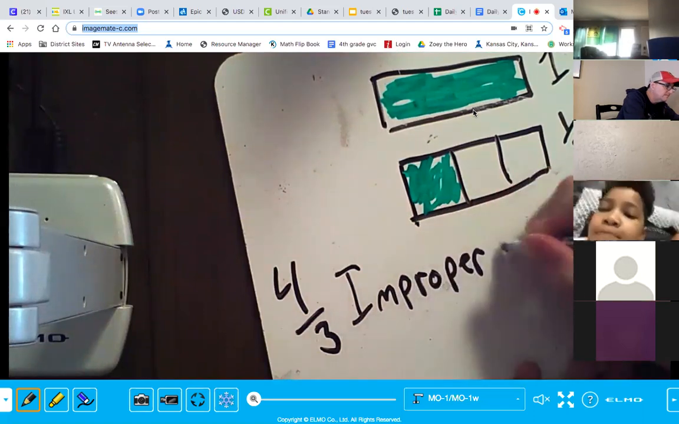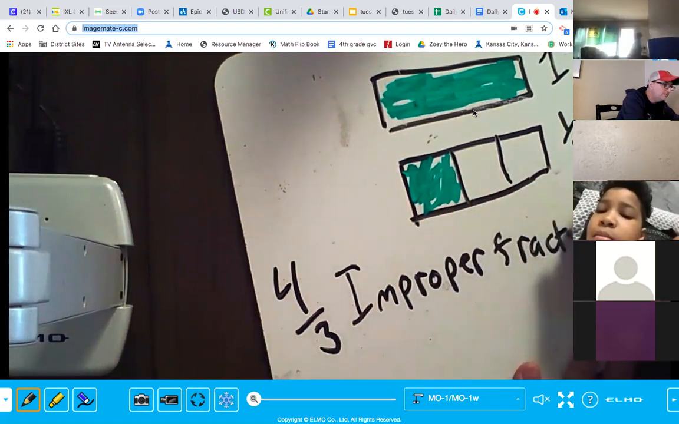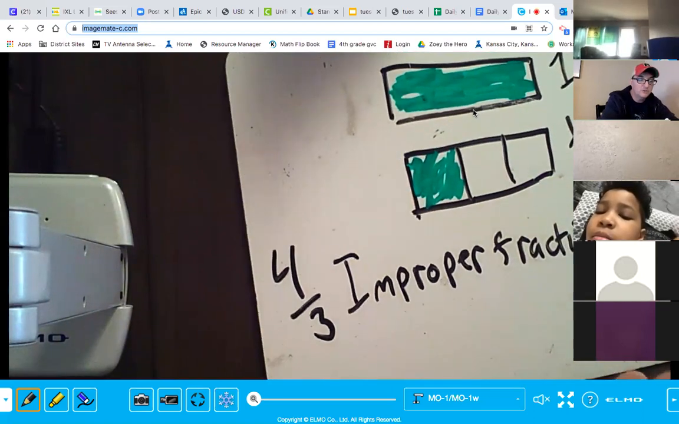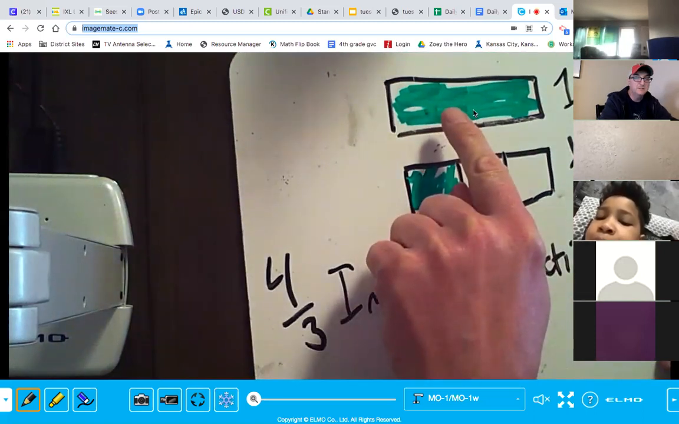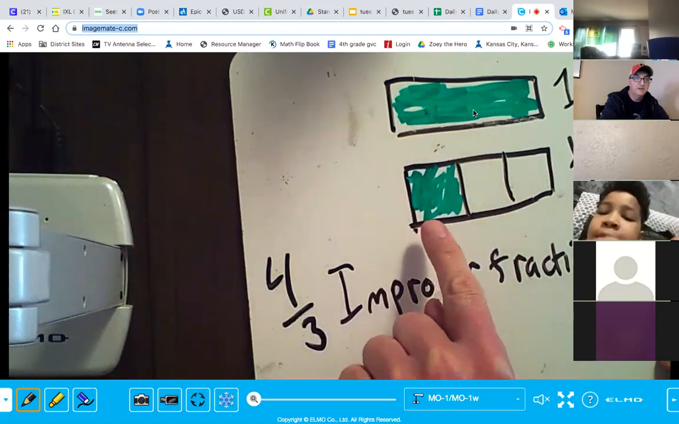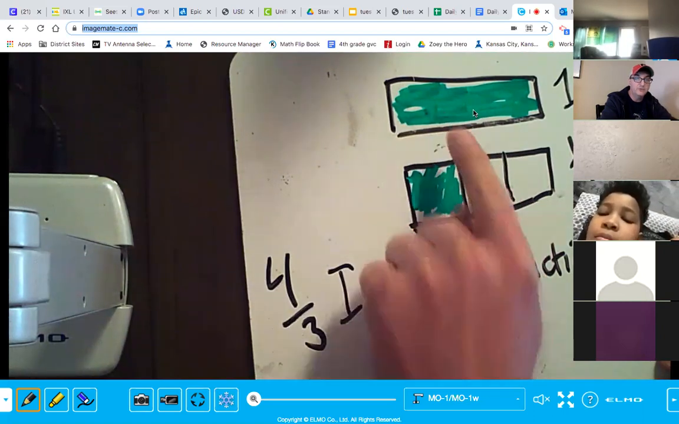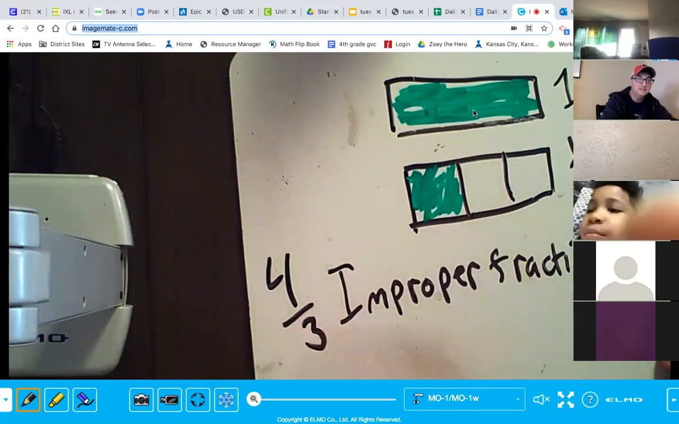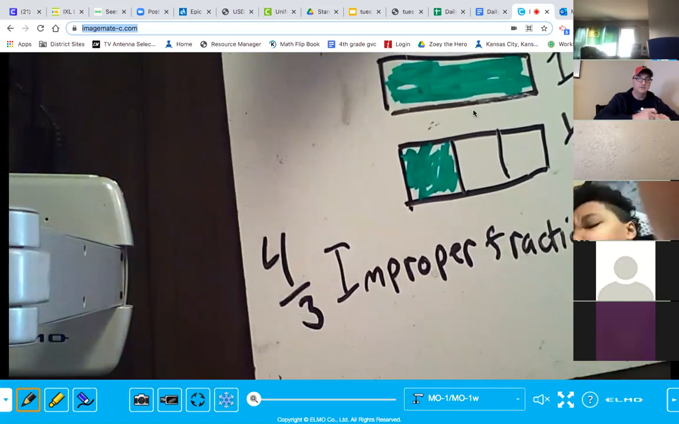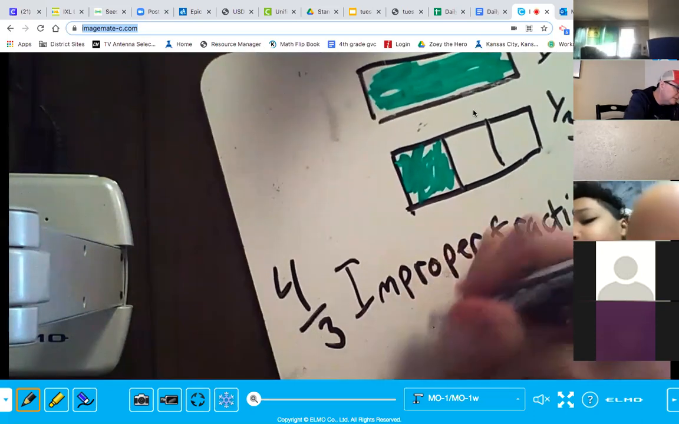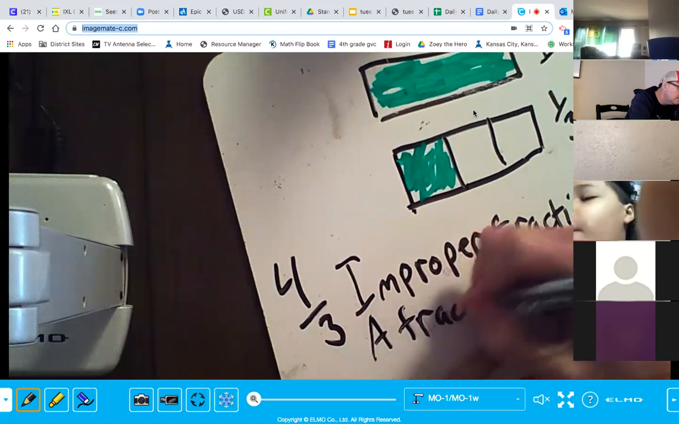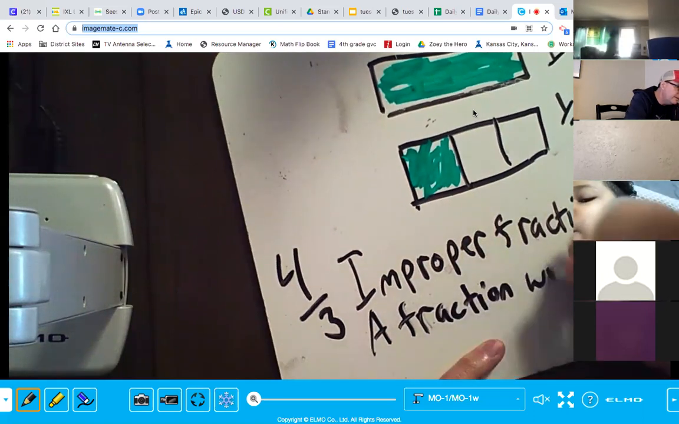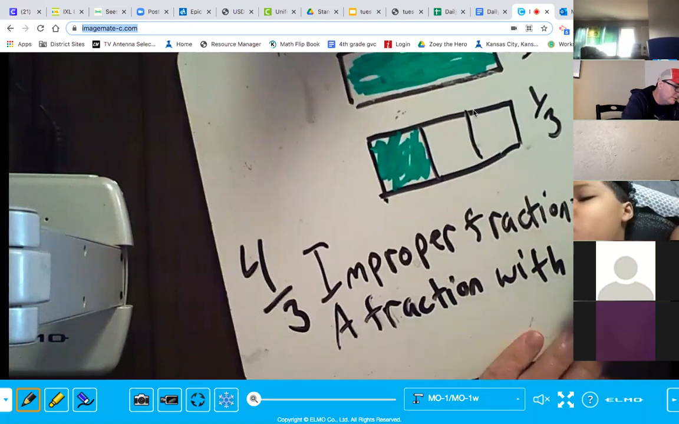How did you guys get 4/3? How many thirds are up here, Lexi? 3/3. And then how many are here? 1/3. So 3/3 and 1/3. How much is that? 4/3. There you go. So an improper fraction, that's a fraction with a numerator that is greater than the denominator.